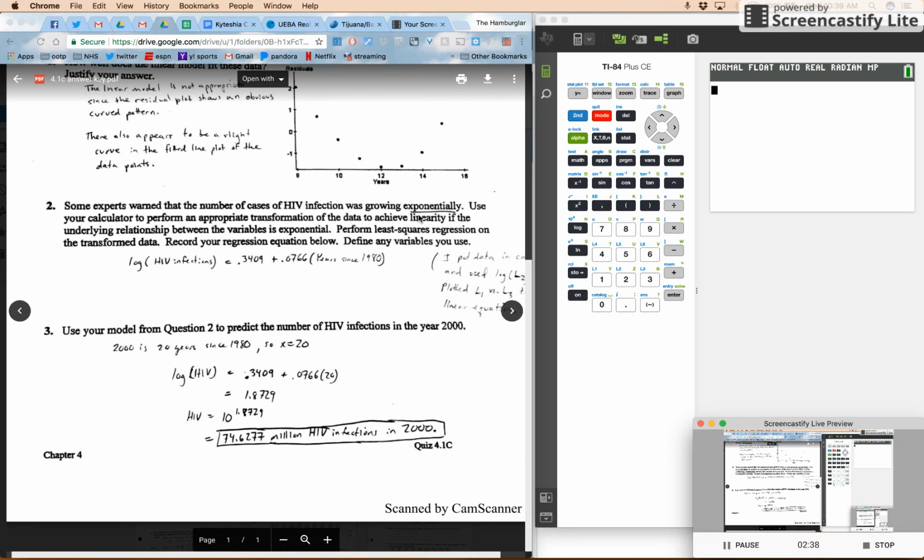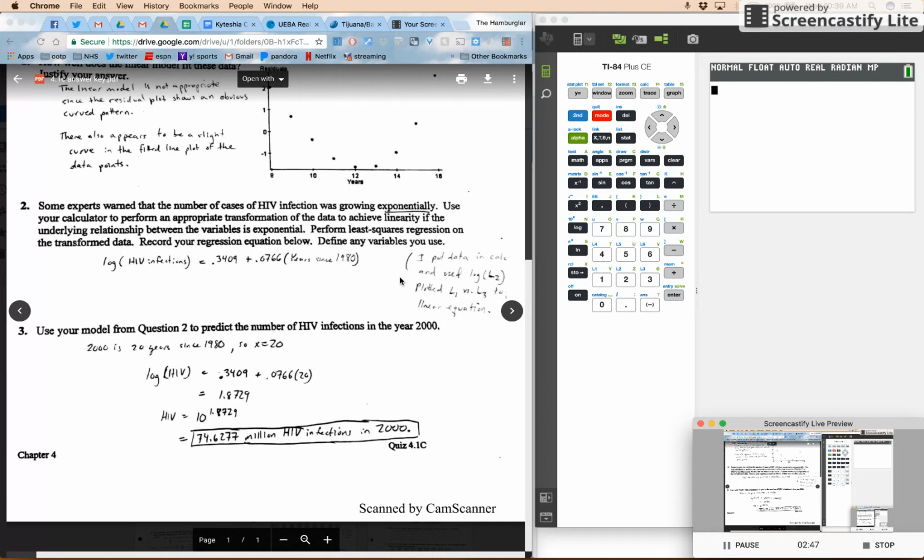So exponential regression is where you take the log of the y values, and that is going to be your equation. So you can see I put a little note here that says I put the data in the calculator and used the log of L2, and then I plot, okay, etc. So let me pause right there, and I'm going to show you over here on the calculator.